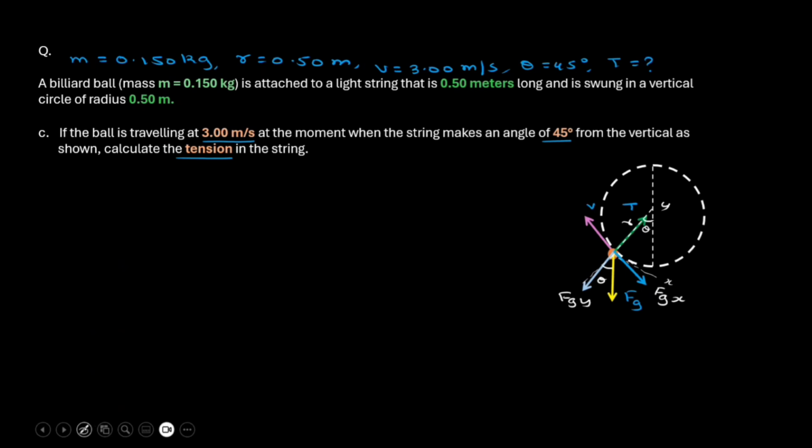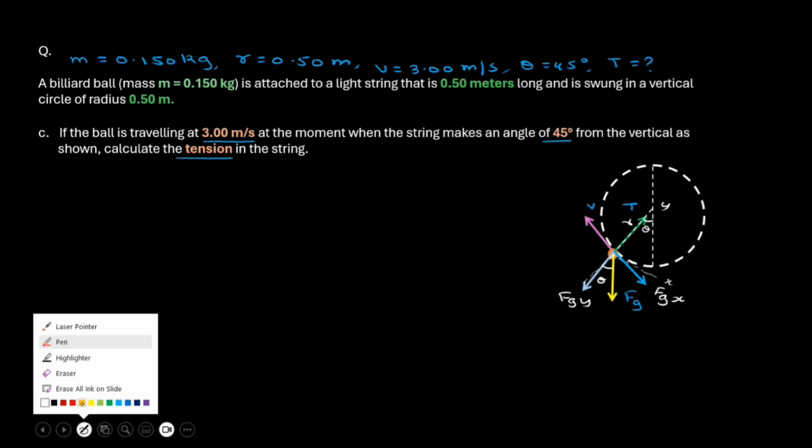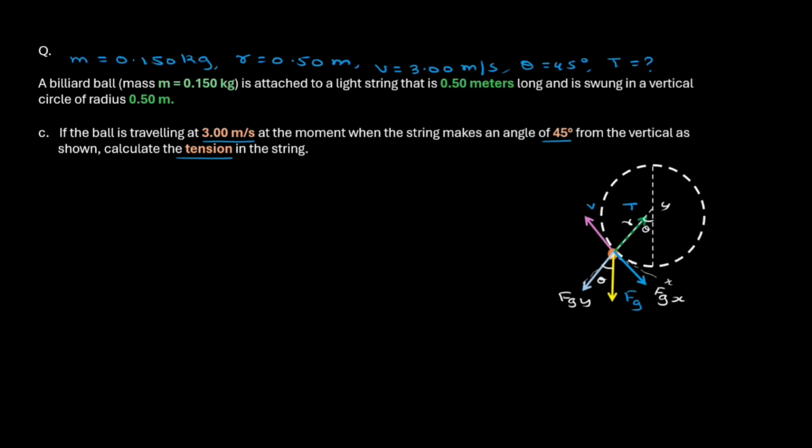We need to find the tension in the string, and tension lies along the y-axis, so we will discuss the equation of net force along the y-axis. Along the y-axis, I will write F net y as the vector sum of all forces that go along the y-axis. Here you have two forces. First, you have the tension in the string, and then you have Fgy. So I can write this as T minus Fgy.